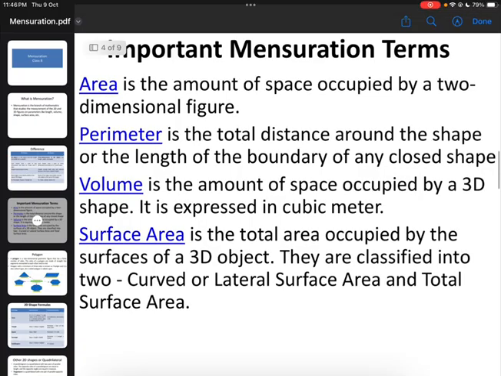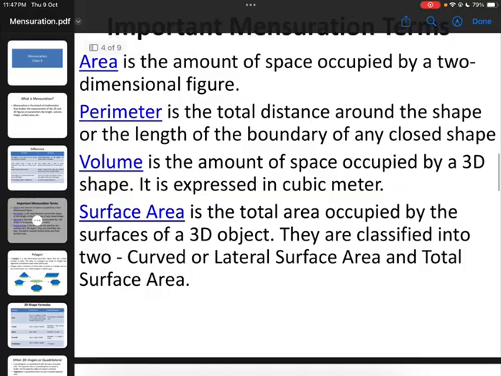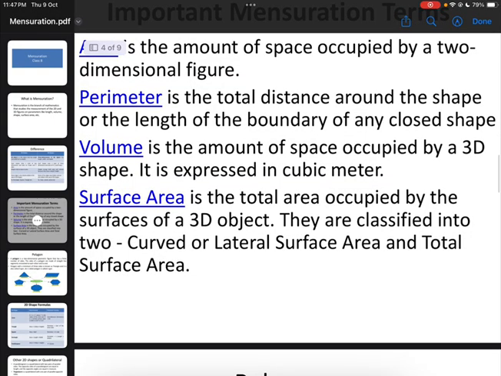Then volume. Volume is the amount of space occupied by a 3D shape. It is expressed in cubic meters. When we calculate area for 2D shapes and volume for 3D shapes, the space occupied by 2-dimensional figures is area, and the amount of space occupied by 3D shapes is volume. Then surface area. It is the total area occupied by the surface of a 3D object. They are classified into 2: curved surface area and total surface area.